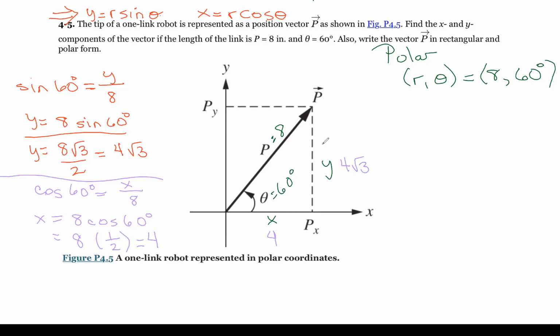All right, I have my x, I have my y, and now I just have to put it into the form they want, which is vector P is equal to 4i, because the x value goes with the i, plus 4 times the square root of 3 j.